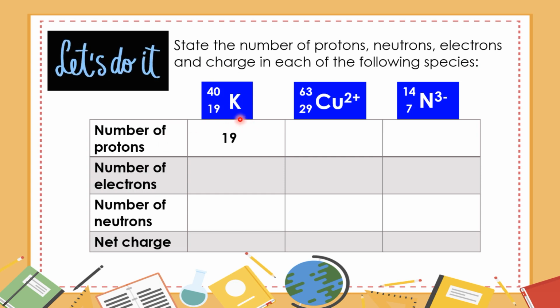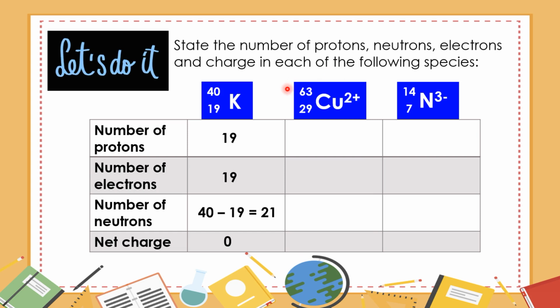Since the atom here has no charge, the atom is neutral. Hence, the number of electrons is equal to the number of protons, that is 19. As for the number of neutrons, we can calculate by subtracting the proton number from the nucleon number. So we get 21. Since the atom is neutral, the net charge is equal to 0.